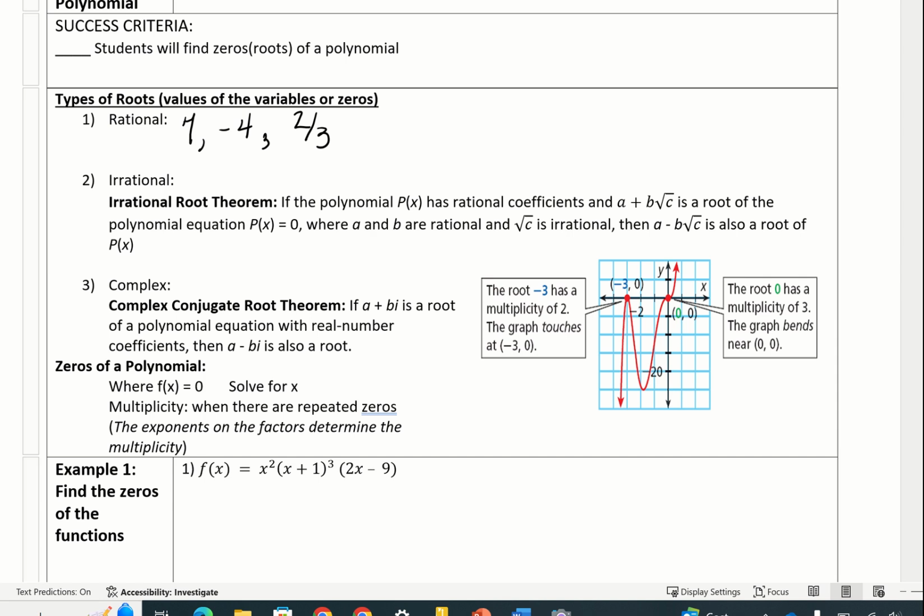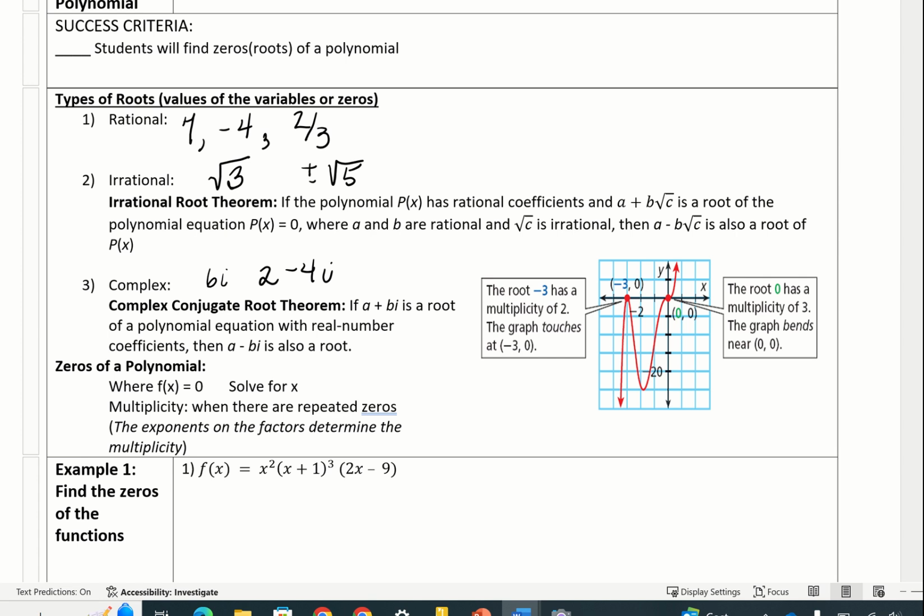Irrational numbers also are like our square roots, and that's what we see a lot. Like our answers are square root 3 or plus or minus square root 5. So that's what you're going to see a lot as far as irrational. And then complex, we're talking about our i's, like our 6i, our 2 minus 4i. Those are ones that you are going to see as far as possible zeros.